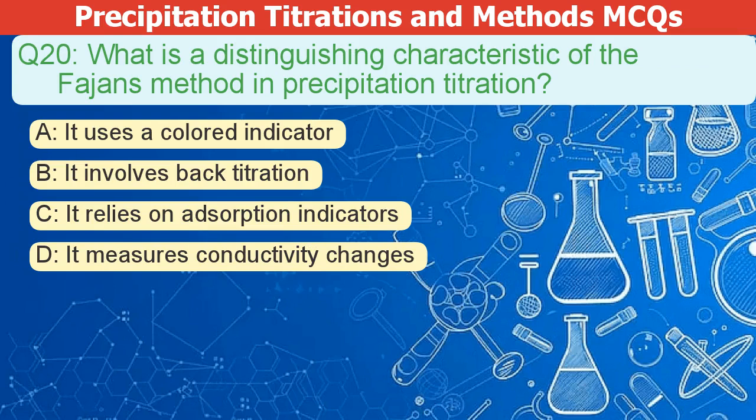What is a distinguishing characteristic of the Fajans method in precipitation titration? A. It uses a colored indicator. B. It involves back titration. C. It relies on adsorption indicators. D. It measures conductivity changes.